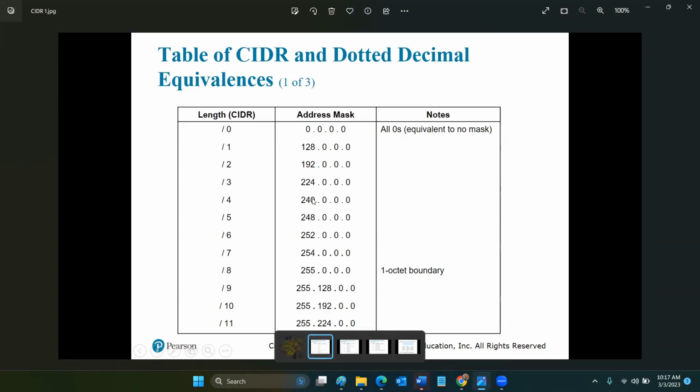values of that byte, a byte is 8 bits, 4 ones makes the decimal number 240. 4 ones followed by 4 zeros. 248 is 5 ones followed by 3 zeros. 252 is 6 ones followed by 2 zeros. Everybody see what I'm doing here?